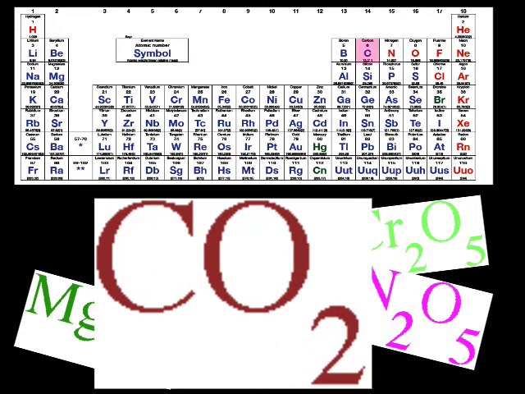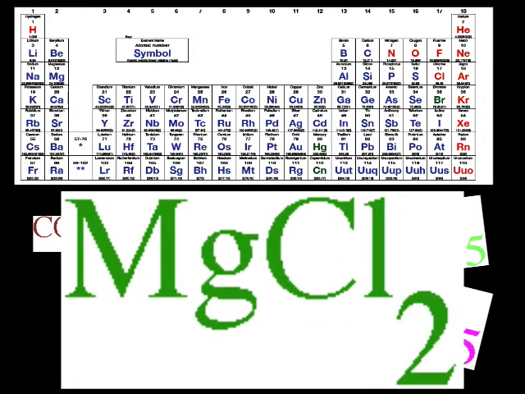We start here with CO2. We see the C and the O. They're both nonmetals, so this molecule is covalent. In MgCl2, we have magnesium and chlorine. One's a metal, one's a nonmetal. Big difference in electronegativity. This one is ionic. And we would name it using the ionic system: magnesium chloride.